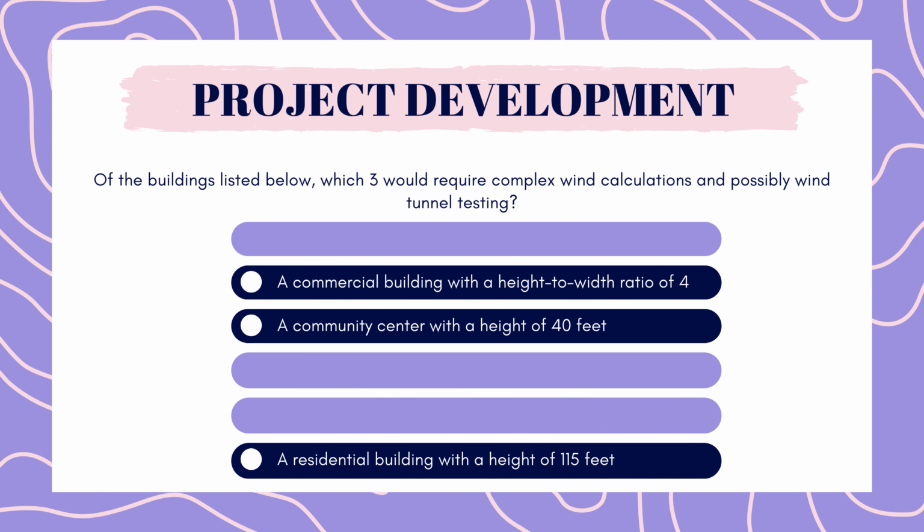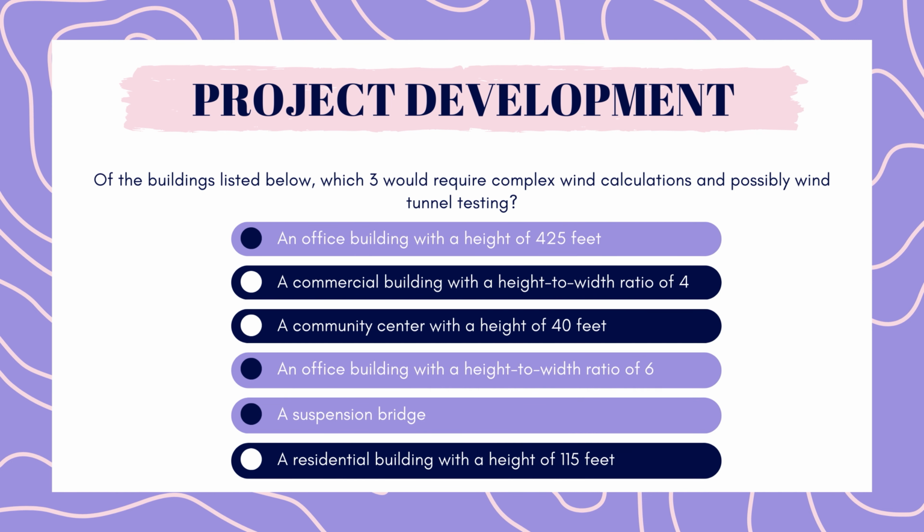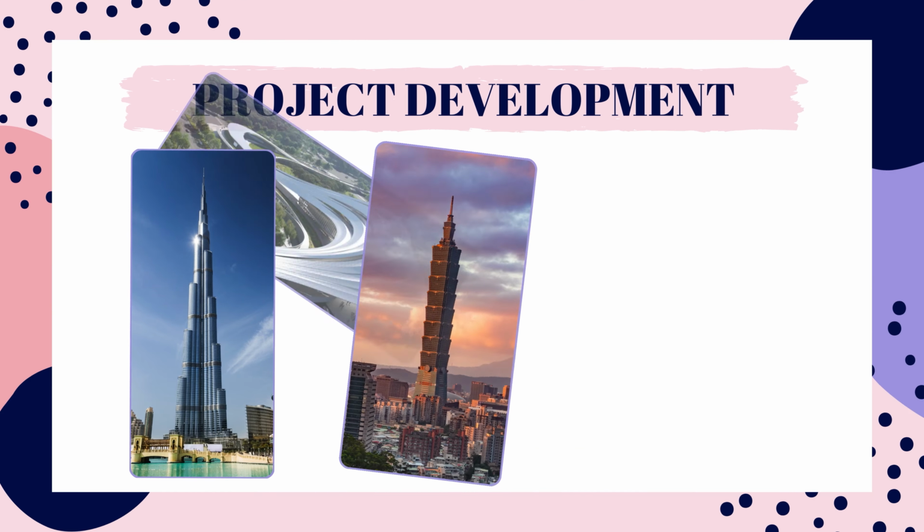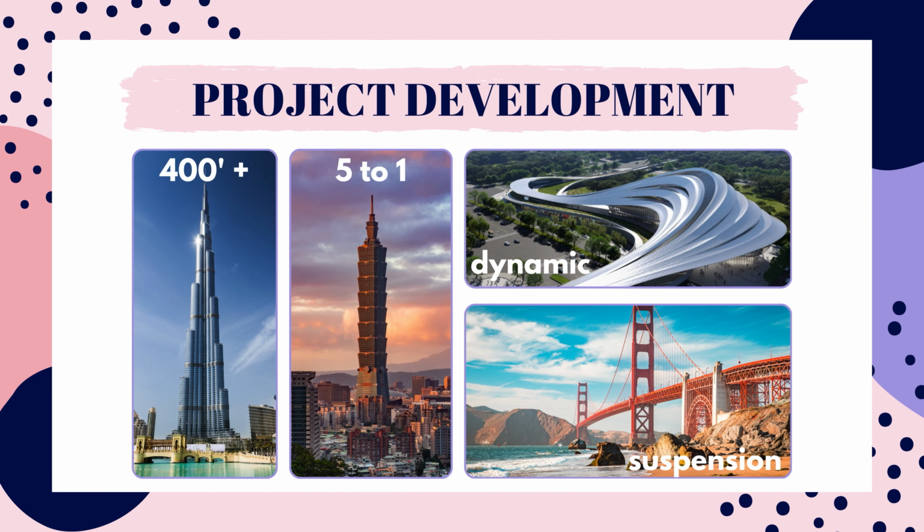And the answer is an office building with a height of 425 feet, an office building with a height to width ratio of 6, and a suspension bridge. In general, complex wind calculations and wind tunnel testing are required for buildings exceeding 400 feet in height. They're also required for buildings subject to dynamic effects, that is, vibrations or oscillations, those that are sensitive to wind, and for buildings with a height to width ratio of 5 or more. Wind tunnel testing on suspension bridges is typically done with a reduced scaled model of the bridge.